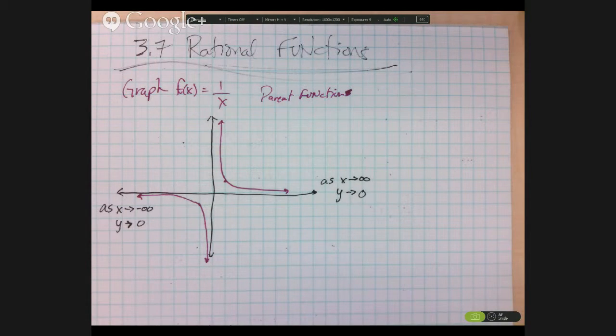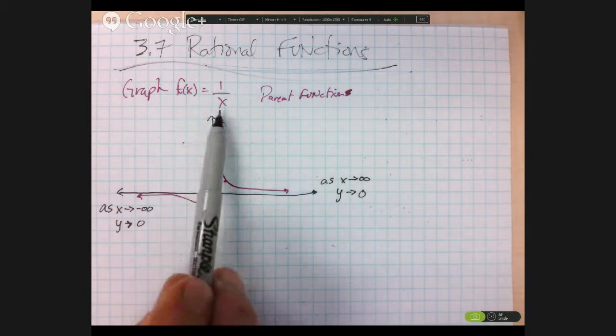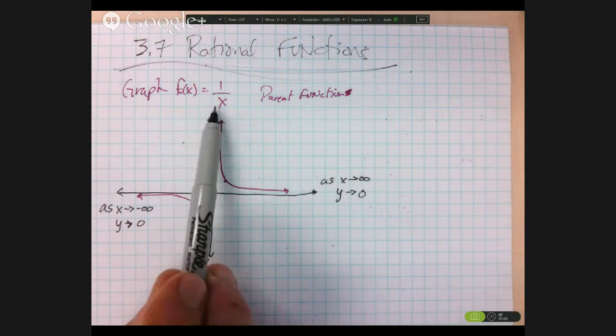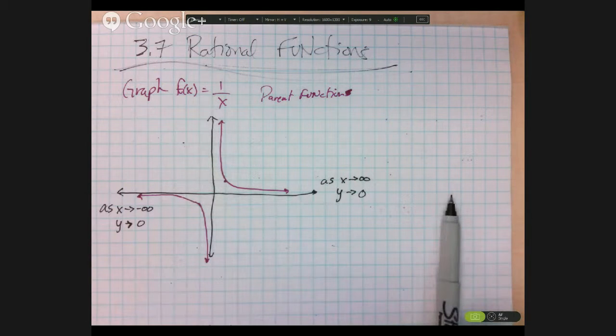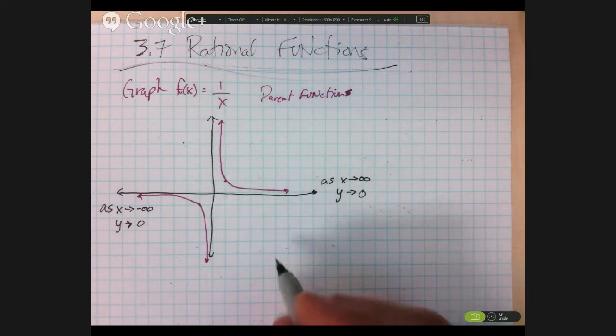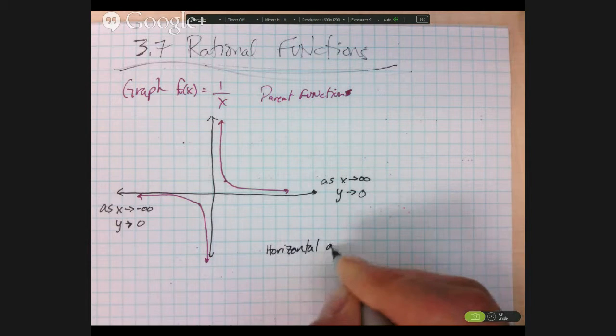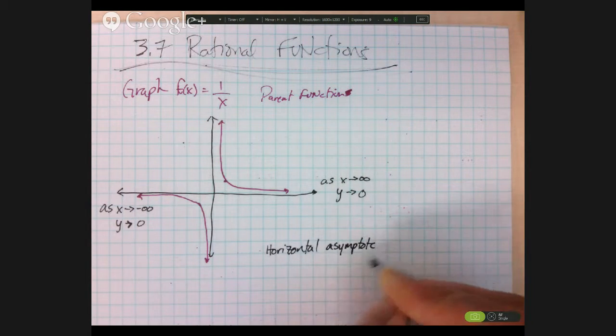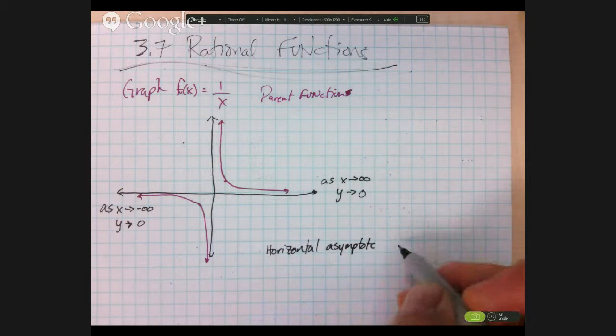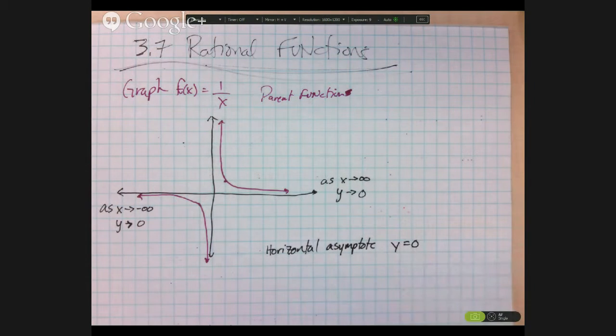So think about it numerically. If x is 1 million, way out here, right? It's like 0.0000001. Is it 0? No, but it's darn close. Okay, so we say it's approaching 0, but it's never going to get to it. Okay, this tells us there is a horizontal asymptote. What's the equation? Yeah. The horizontals are always y equals.